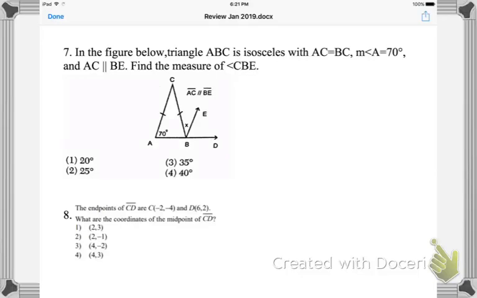Hi everyone, so these are problems 7 through 11 because period 5 didn't get the full review due to the evacuation. Okay, here's number 7.